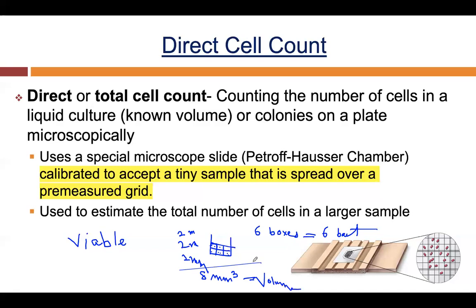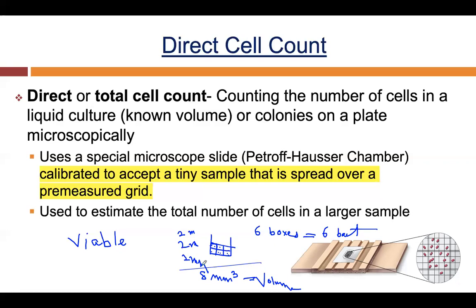Why are we going behind volume? Because that much water is there. Let's say it's drinking water, and we are trying to find out how many bacteria are there per 100 ml of drinking water. So that's what our target is.